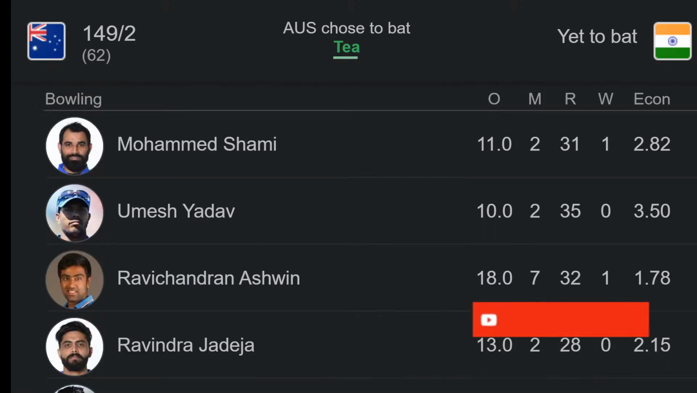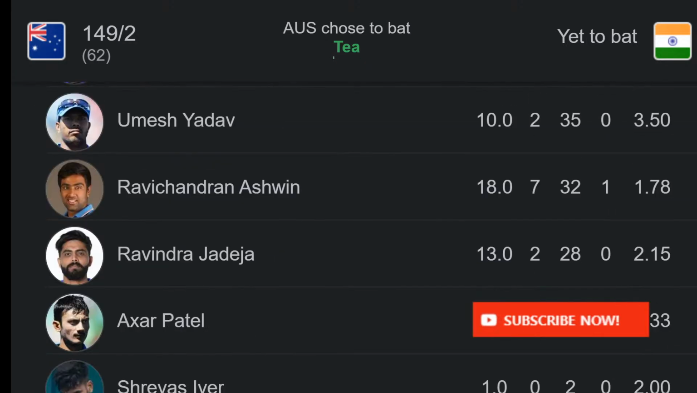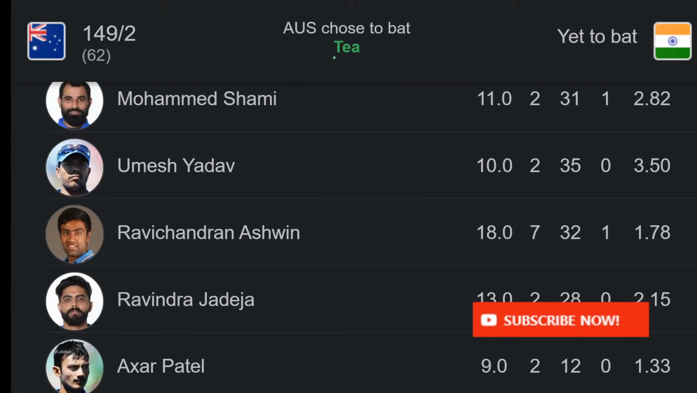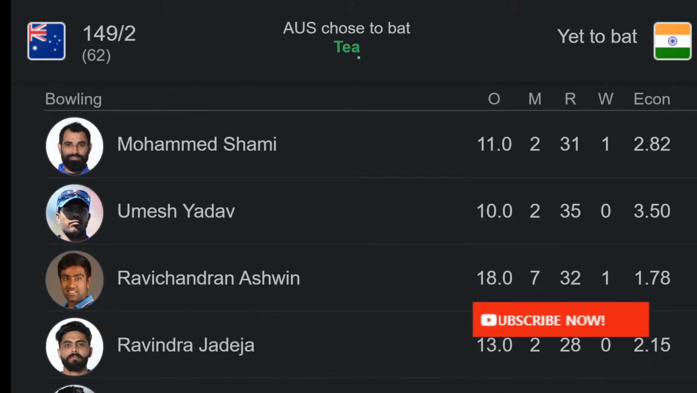And Ravindra Jadeja bowled 13 overs, 2 maidens, 28 runs and no wicket. The 2 wickets were taken by Mohammed Shami and another wicket is by Ravichandran Ashwin.